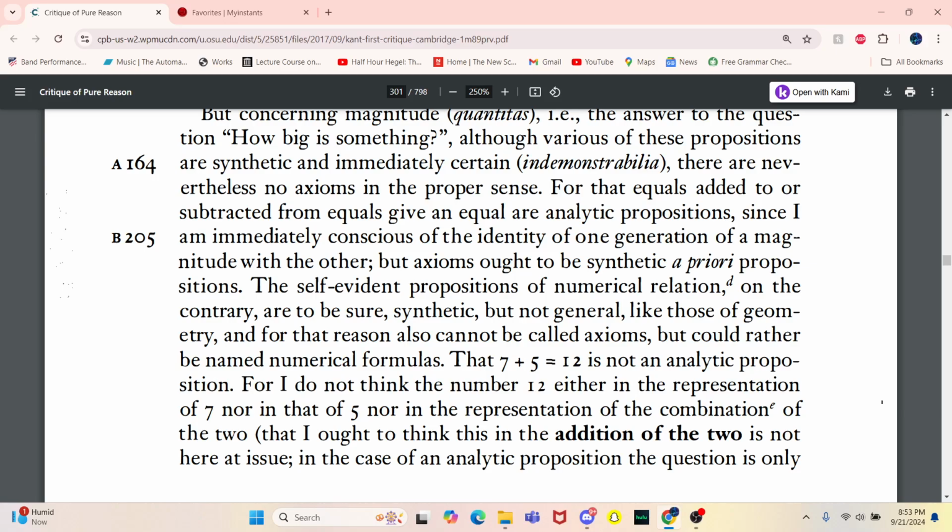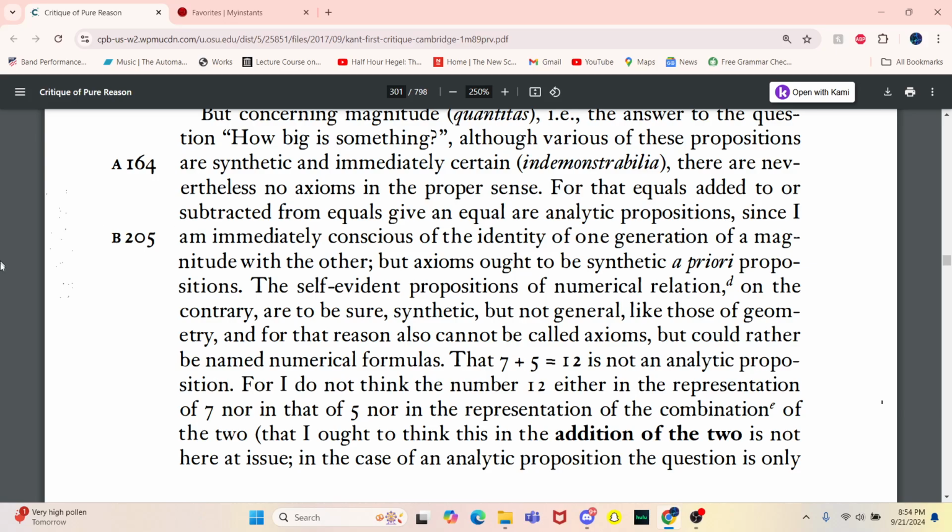I'm failing to see the logic. How does that follow? Okay, so there are nevertheless no axioms in the proper sense, for that equals added to equals are analytic propositions, since I am immediately conscious of the identity of one generation of magnitude with the other. But axioms ought to be synthetic a priori intuitions. But that's not the only kind. Concerning magnitude, there are no axioms, he says. And he gives an example, which does seem to be analytic: equals added to equals are equal. Sure, that seems analytic. But what about the axiom of what a number is? He says that arithmetic is synthetic a priori, so how does it have no synthetic a priori axioms?